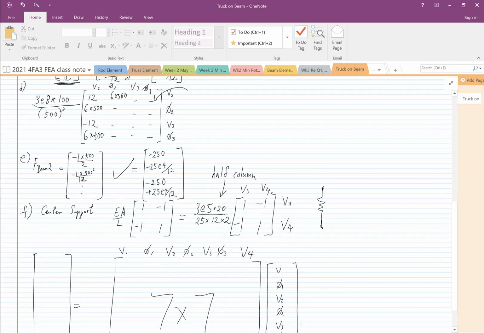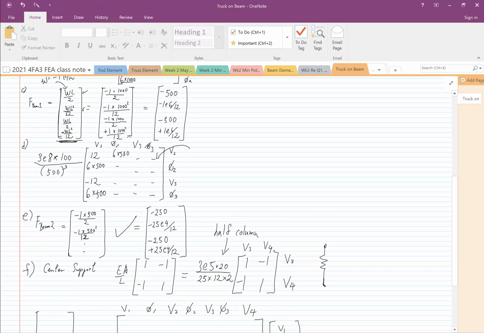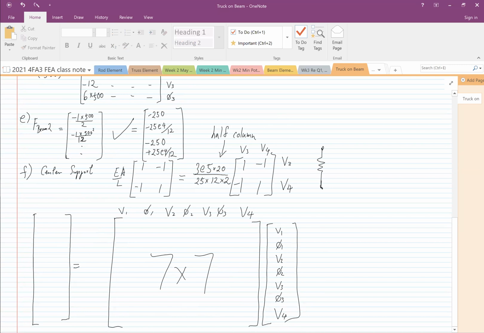Okay, I want to go through how you assemble the force vector in this case. It's more complicated. So the first set will be a negative 500. Oh, I should write it bigger. It's a big force vector.